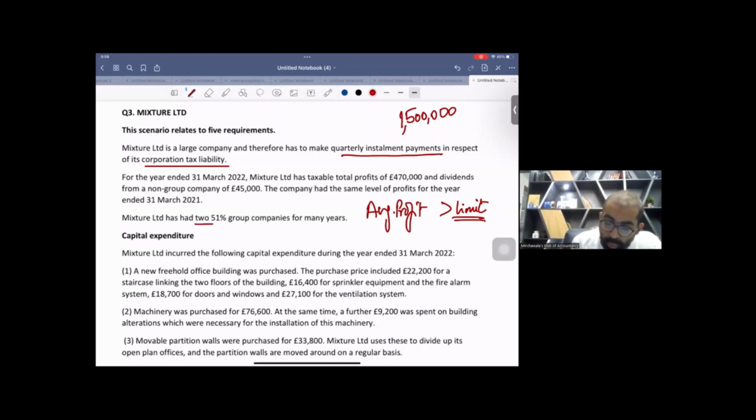Mixture Limited has been in a 51% group of companies for many years, means 5-10 years. So just think, this is Mixture, and let us say A and B, 51% group of companies. So how many total members are there? Mixture plus the 2 group companies. So there are total 3 members. So you need to apportion the limit by 3. So your limit is 500,000.